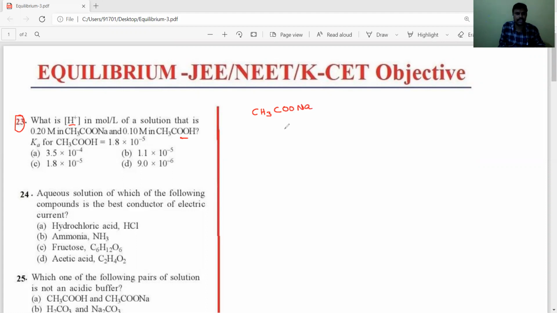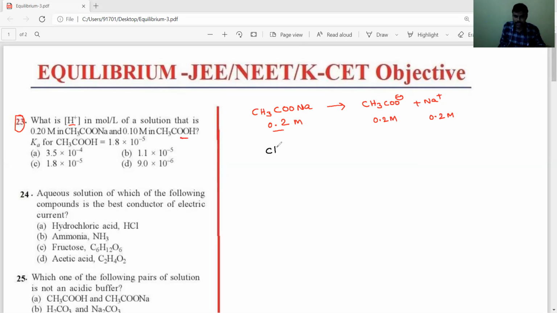CH3COONa. The sodium acetate concentration, how much they gave, dear students? 0.2 molar they gave. So it will be ionized to give CH3COO minus and Na plus. So in sodium acetate, the concentration is 0.2. That's why acetate ions concentration is also 0.2 molar and Na plus ions concentration is 0.2 molar. Okay, students. Now in the given question, we have to find out the H plus ions concentration in acetic acid.